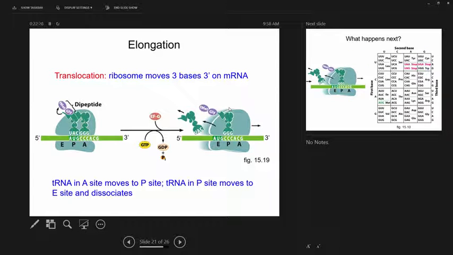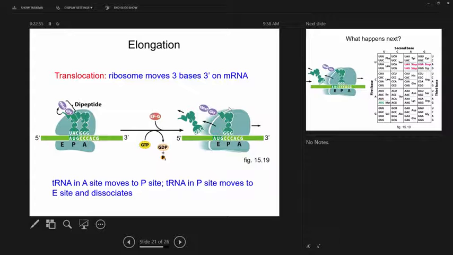This process is called translocation. Not translation, translocation. So the ribosome moves one step down. Now this transfer RNA that formerly had the peptide on it and was in the P site is now in the E site. E stands for exit. It's the easiest one to remember. And so when the ribosome moves down, this empty, uncharged transfer RNA is now in the E site, and it immediately loses affinity for the ribosome and goes off.